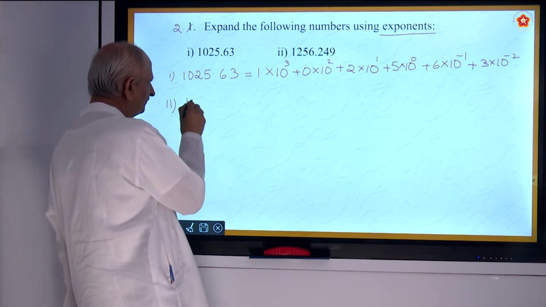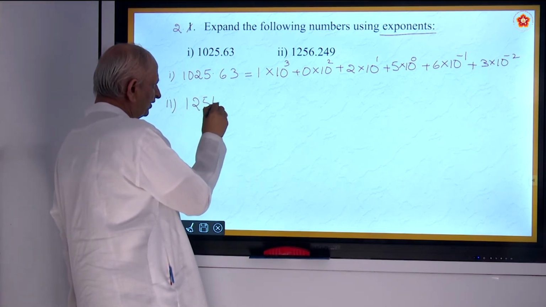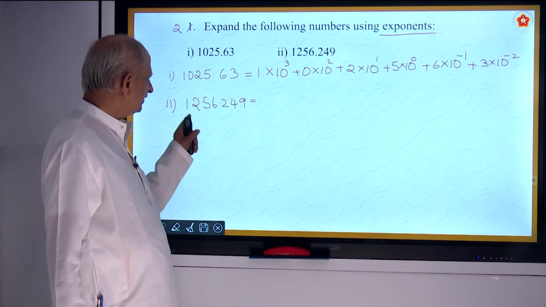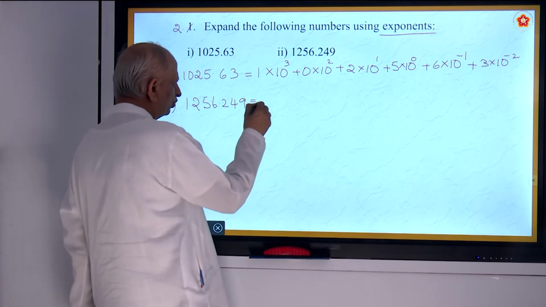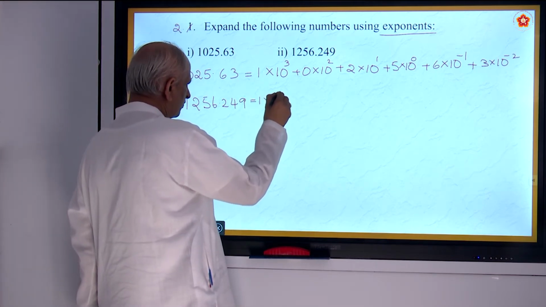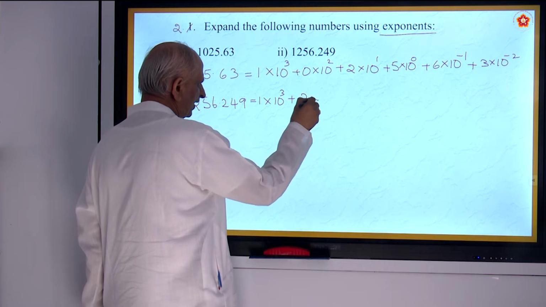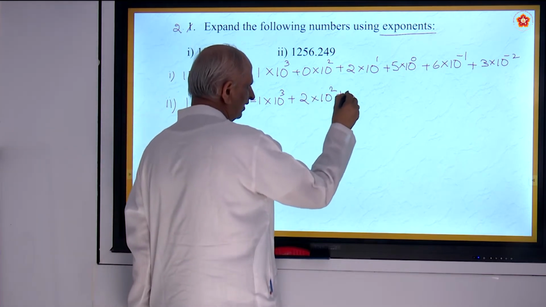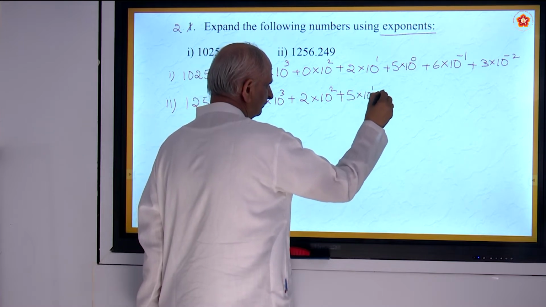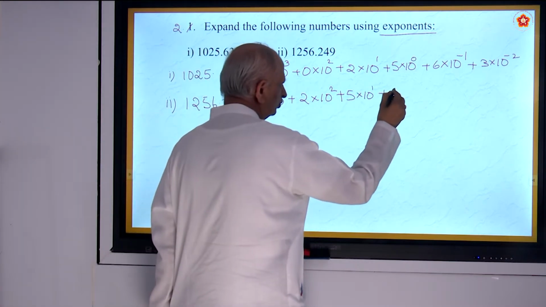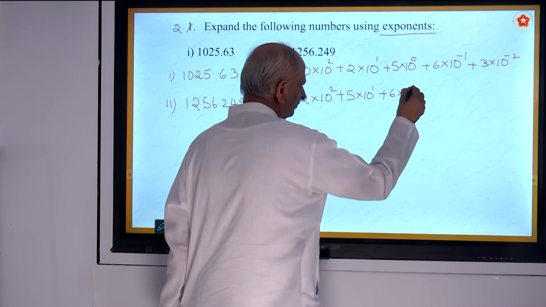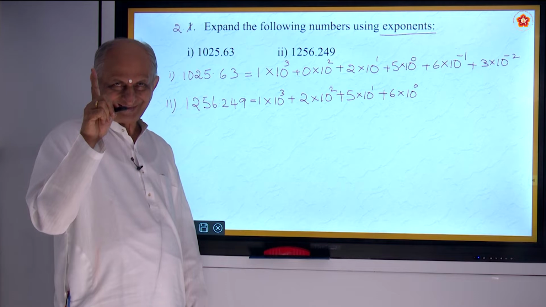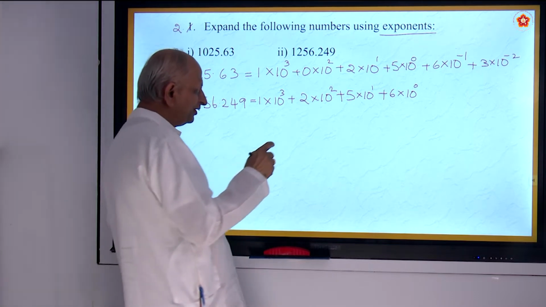Come to the second one. You can do it yourself. Here only one thing changes: you have one more decimal place. Again, this is the 1000 place, right? So 1 into 1000, that is 10 cube. 2 into 100, 10 square. 5 into 10, 10 to the power of 1. Then 6 into 1, that is 10 to the power of 0. Anything to the power of 0 is 1. Is it not? That is also one of the laws.